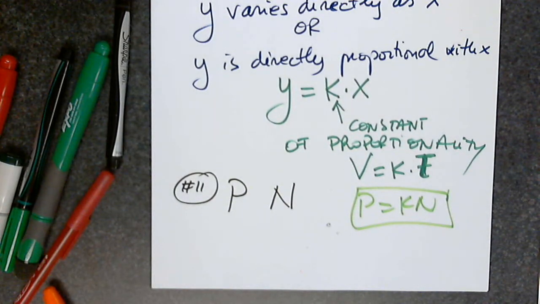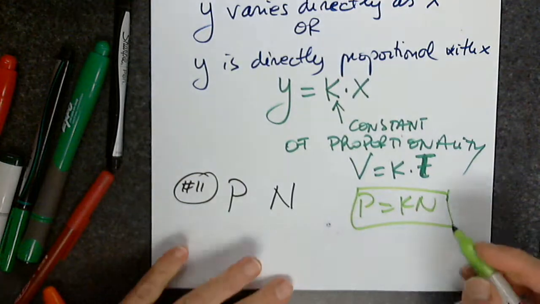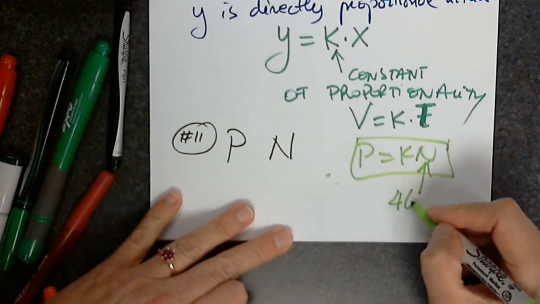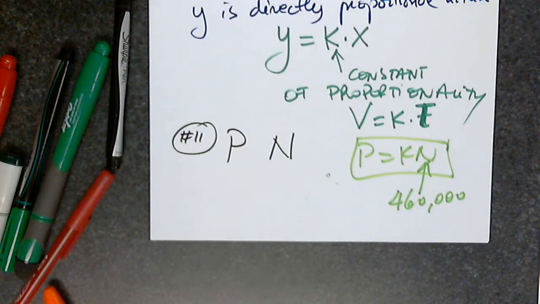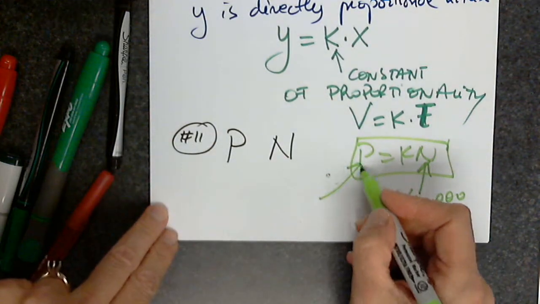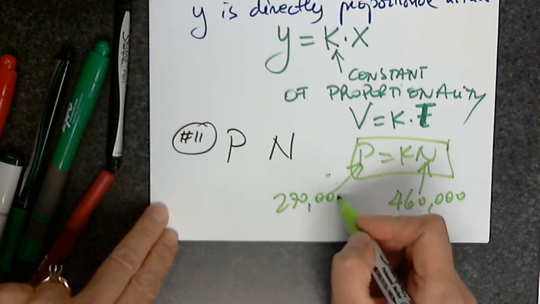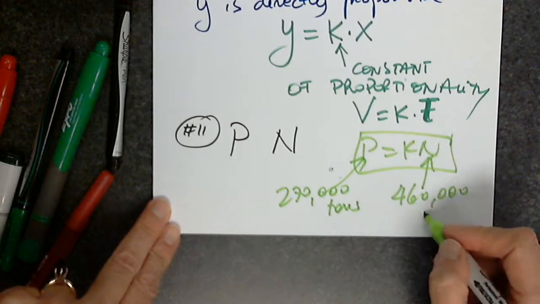Let's read the second sentence. Kansas City has a population of 460,000 people, and produces about 270,000 tons of pollutants. Population, 460,000 people. 270,000 tons. And this is people.